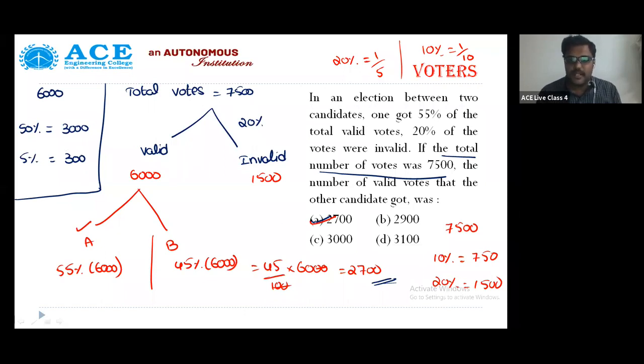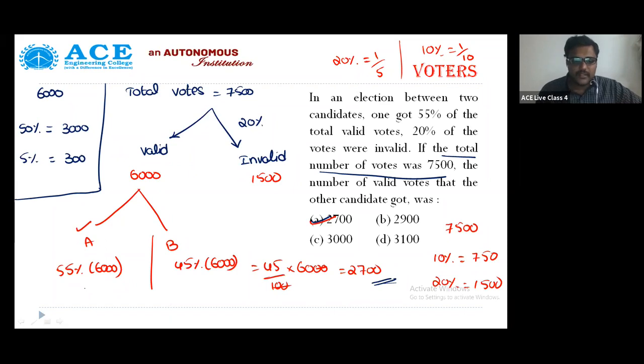Question is about clearly other candidate got. Okay, other candidate is getting 2,700 votes. Fine. You just read the question. Total votes among that valid and invalid. Only valid votes are counted for candidates. Among that valid votes, A got won. The person who won the election got 55%. The other person got 45% remaining votes because only two candidates is there. How you know remaining 45% says this 6,000 should be splitted.